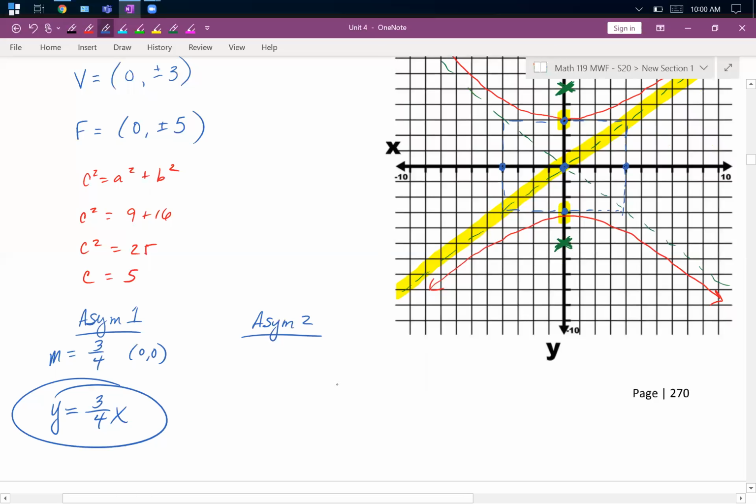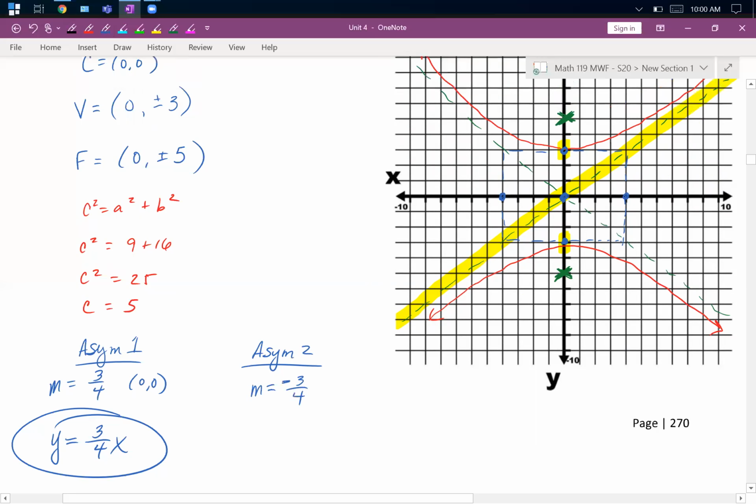And then our second asymptote, remember that our second slope is always just the opposite of the first, so it's going to be -3/4. And we're passing again through the point (0, 0). y equals -3/4 x.